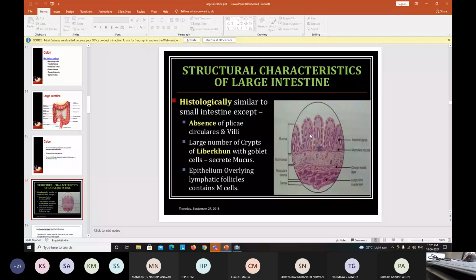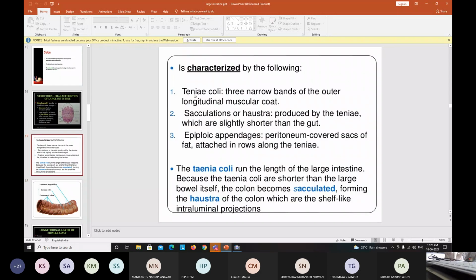In the coming class we will learn in detail about the histology of the large intestine. Histologically, compared with the small intestine, there is absence of plicae circulares and villi, and presence of crypts of Lieberkühn. In detail we'll discuss in the next histology class. So what are the cardinal features?